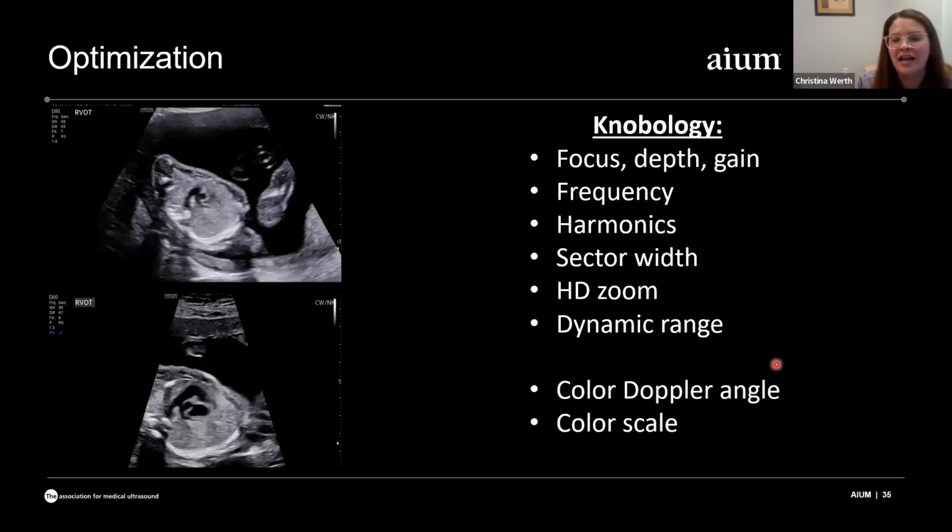So thinking back to our sonographer toolbox, our main knobology things that we're always adjusting: focus, depth, gain, always taking a look at the frequency. Can I do anything to optimize it with that? Can I increase my resolution? Any of that stuff. Considering whether or not to use harmonics, adjusting my sector width if I need to, utilizing some other tools I have like HD zoom, magnification, dynamic range, and making sure things like my scale are set appropriately if I'm looking with color, and then my Doppler angle is good.